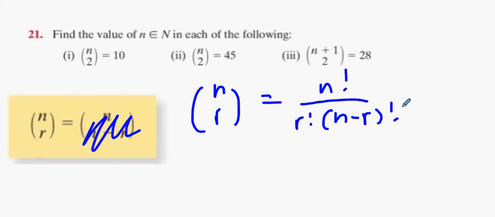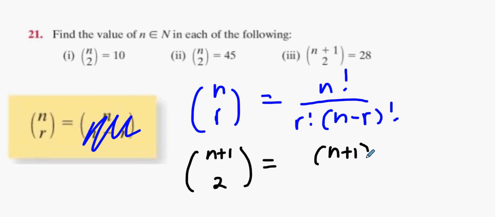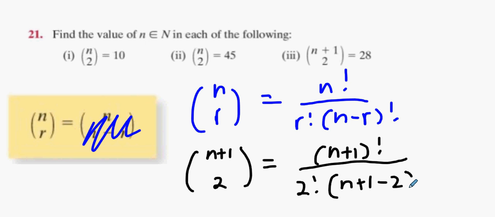So instead of n, what do I have, Michael? n plus 1. And instead of r, I have 2. So it's n plus 1 factorial divided by 2 factorial times n minus 1 factorial, and then n plus 1 minus 2 factorial, alright?